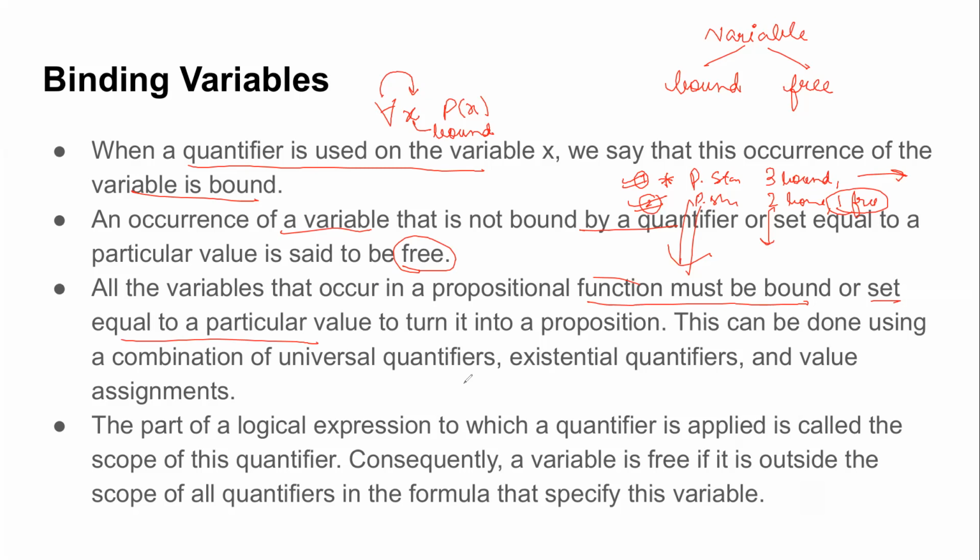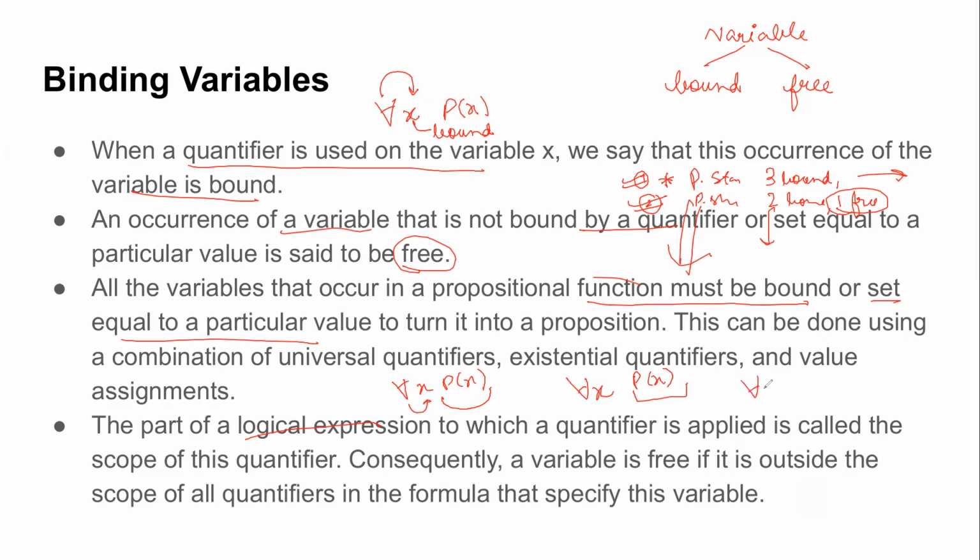So that's the first key takeaway from this slide: if you ever want to change a propositional function to a proposition, there should be no free variables at all. Now let us see the second part of it. When you look at a logical expression, suppose I write for all x P(x). I have bound the variable x by the universal quantifier. The part of the logical expression to which I have applied the quantifier is known as the scope of the quantifier. In this statement, for all x P(x) is the scope of the quantifier.